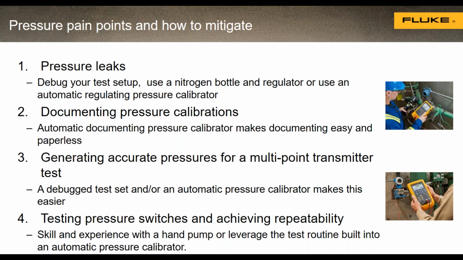The third one, again, is automatically generating pressures to the different test points. Going into a 5-point or a 5 up, 4 down test, a job could take 20 to 30 minutes to do, and you can take it down to 3 minutes. So it's just a lot easier to do it that way with an automatic pressure calibrator.